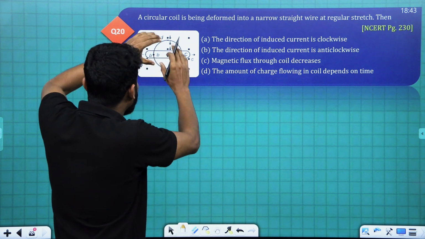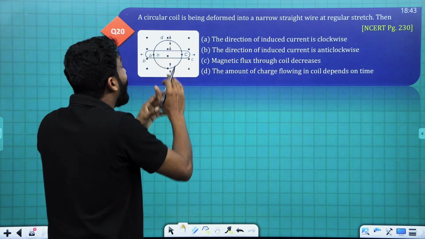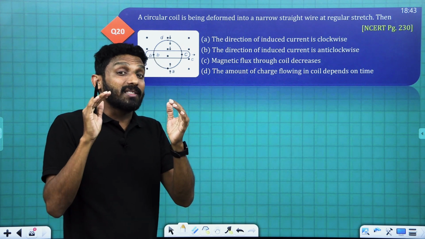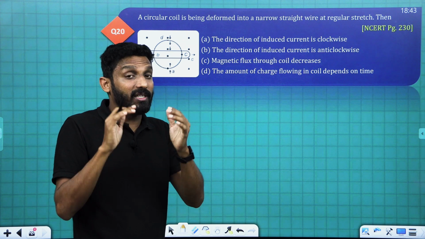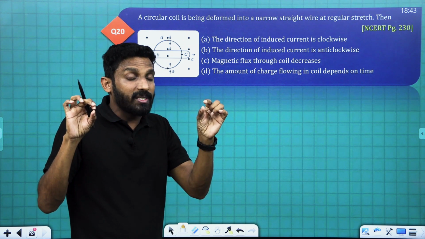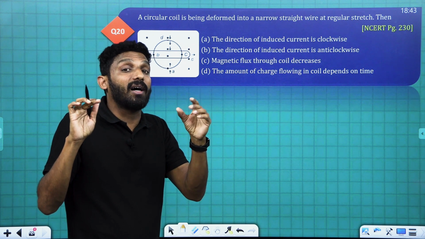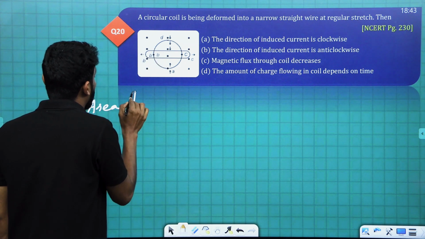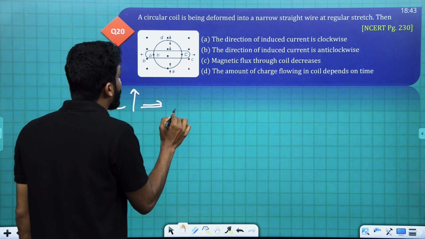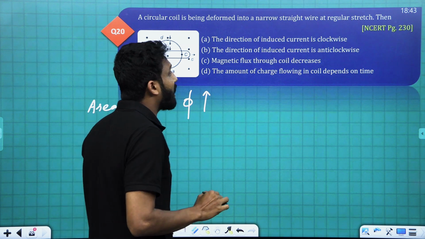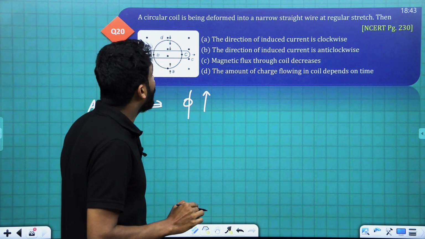Now, what is happening in this case is the area is increasing. Initially, it was circular in shape. Now, it is stretched into a narrow one. So, what's happening to the area? The area is increasing. That's the point. As area increases, the magnetic flux is increasing.